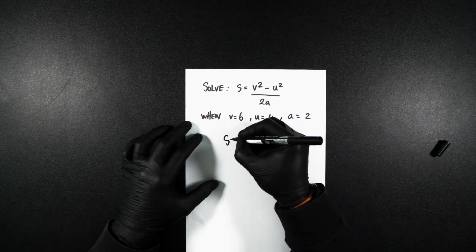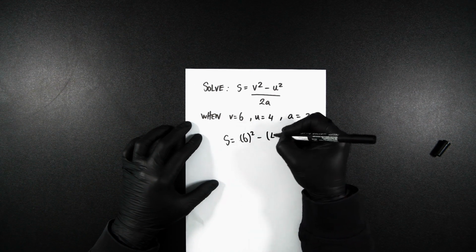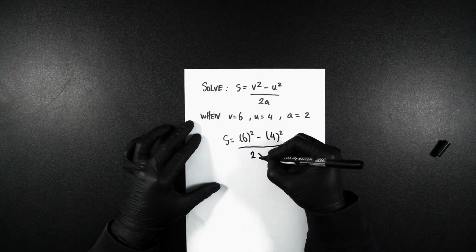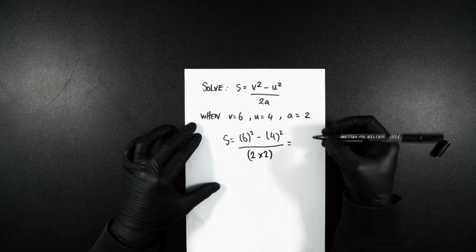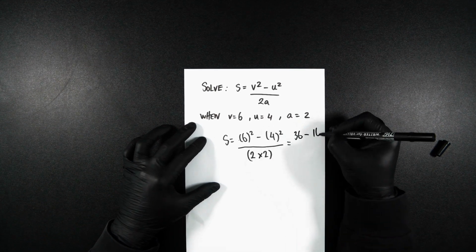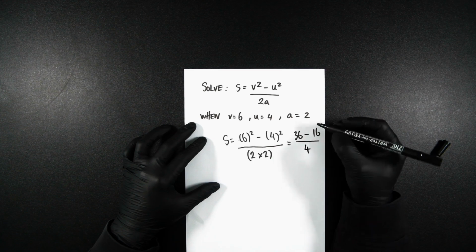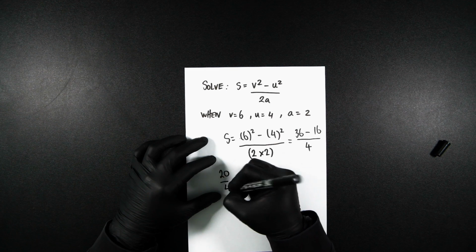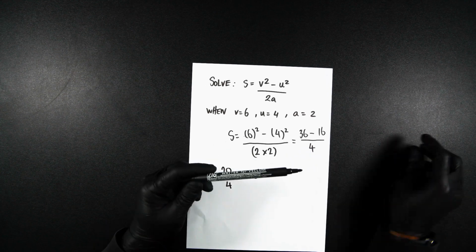So you're going to get s equals brackets 6 squared, minus u, which is 4 squared, and divide that by 2 times 2. Let's now solve for everything in the numerator. So 6 squared is 36, 4 squared is 16. You divide that by 2 times 2, which is 4. The numerator would then be 36 minus 16, which is 20, divided by 4, which is going to equal 5. That's everything with substitution.